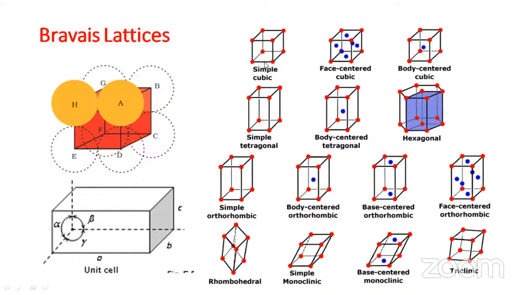Coming to hexagonal, only one primitive unit cell is present, that is, the simple unit cell. And for rhombohedral also, only the simple unit cell. Trigonal is also called rhombohedral. The trigonal crystal system is also called rhombohedral.